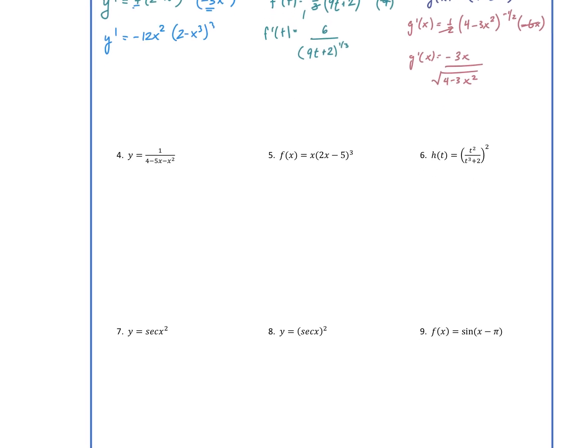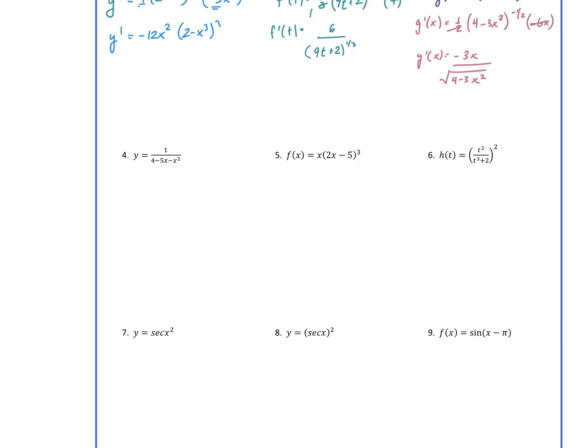For number 4, so we can do this as the chain rule. This is what I was talking about. Sometimes with a quotient rule, you can put it as a product rule if you know the chain rule. We couldn't do it earlier because we didn't know the chain rule. But you could really write this as y equals 4 minus 5x minus x squared to the negative 1st power, dy dx. I'm going to bring down the minus 1, rewrite the inside, lower the power by 1, times derivative of the inside.